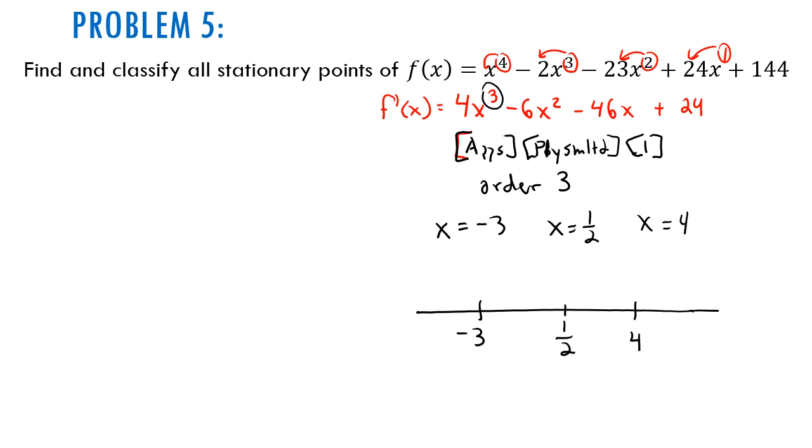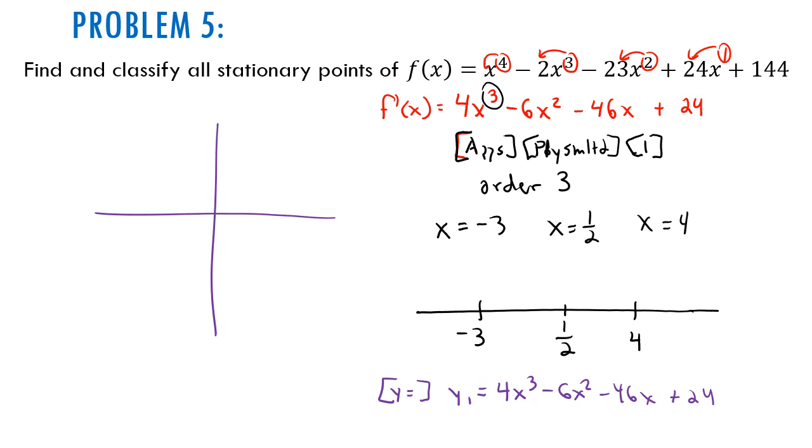All right. And this is where now I'm going to go ahead and take my derivative and go to y equals. I'm going to make my y1 be the derivative function. And I'm going to go ahead and type that in. Okay. And when I graph it, it's going to look like this, where this is -3, a 1/2, and a 4.